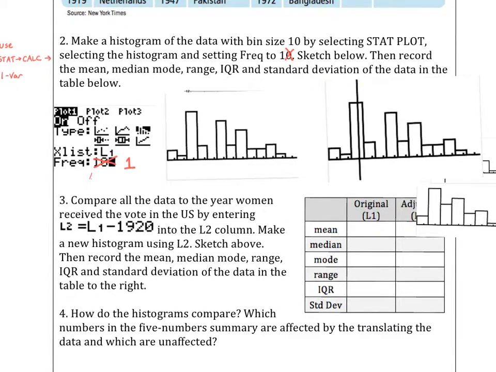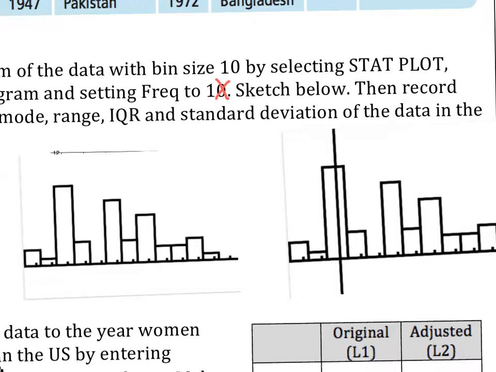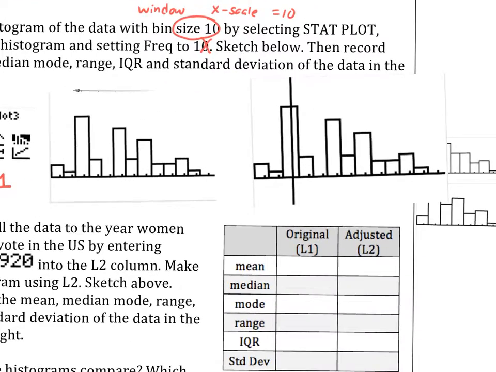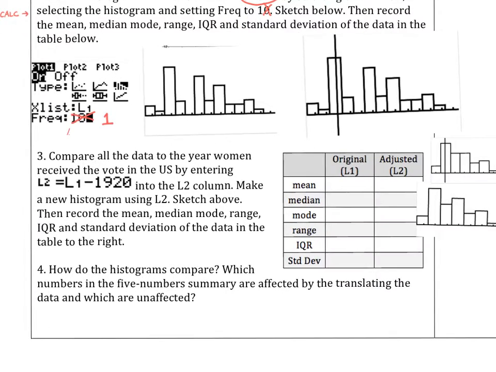So when we make our histogram here, the place that we can change the bin size is in window. And from there, we do the X scale, and we set that equal to 10. When we do that, we get these two graphs, and we notice that the graphs are exactly the same. Here's my axis right there. And in this one, the axis is way, way, way down. All right, so what we notice here is that the actual graphs are exactly the same.